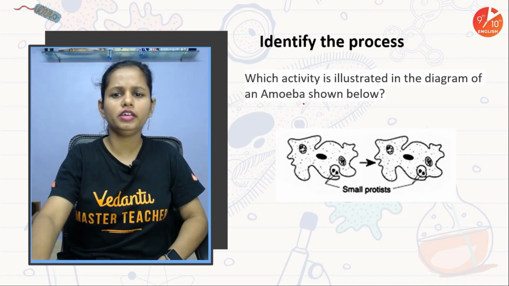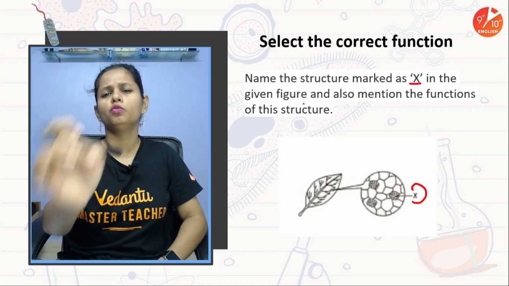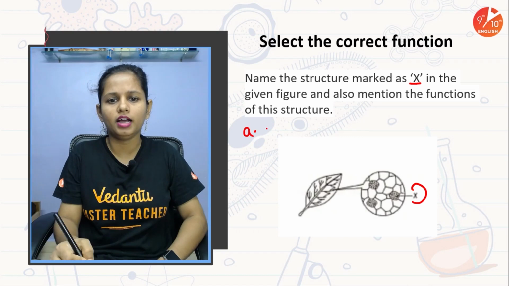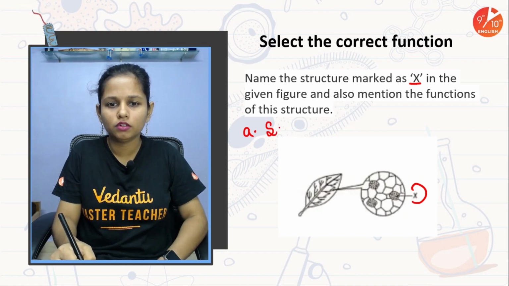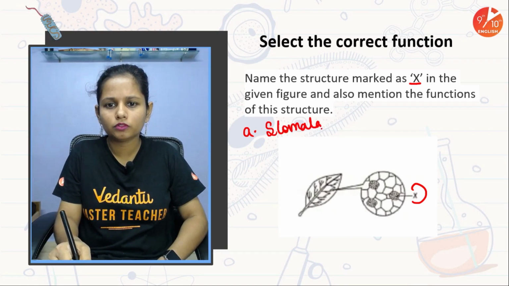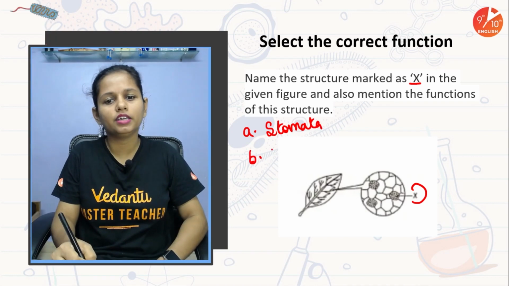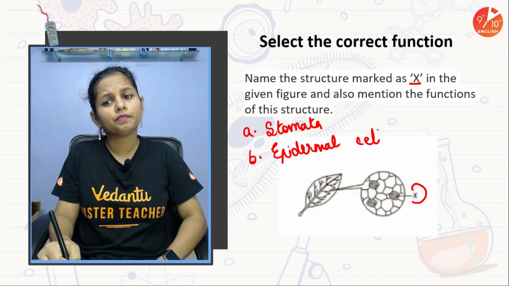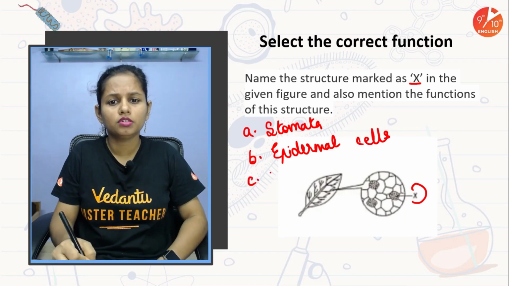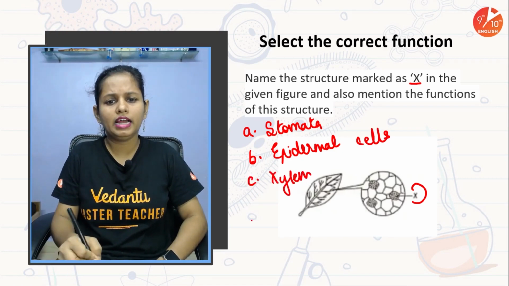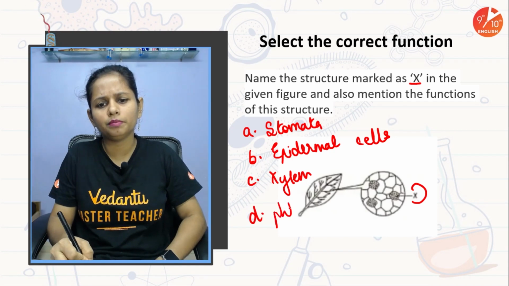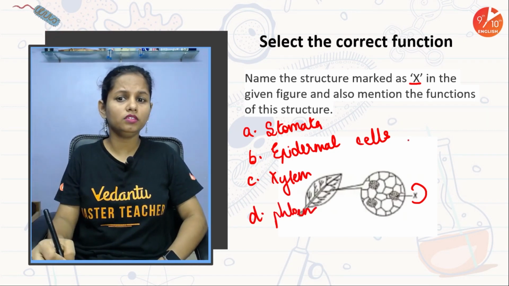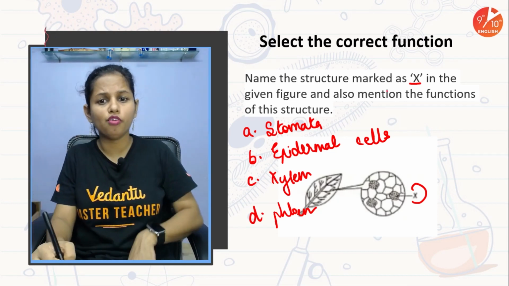Okay. So kids, you will say, ma'am, this is the super duper easy one. They will give you multiple options. Okay. For example, if they ask you, okay, it's stomata. Okay. B, they might give you epidermal cells. Okay. C, they might give you xylem. And D, they might give you phloem. Okay. And then they might give you even the column B of function.